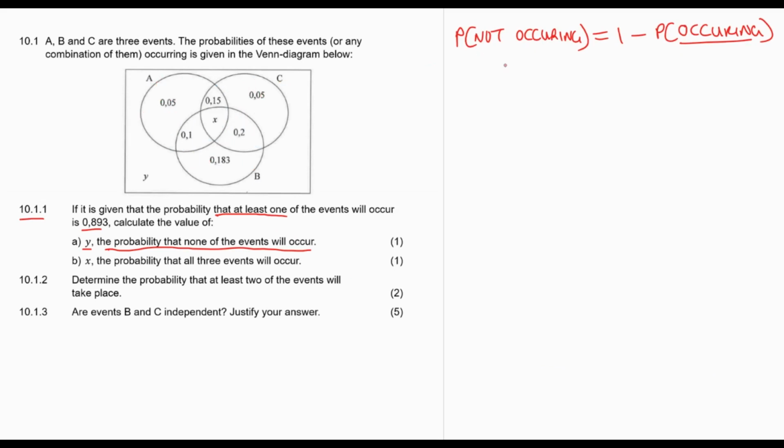So the probability of not occurring, which is y. So y is equal to 1 minus 0.893. There's no need to add because it's already given. We know that if we add all these plus these plus these plus these plus these plus this plus this, we'll get 0.893. So the probability of y is equal to 0.107.